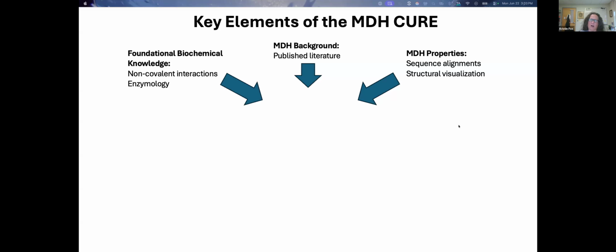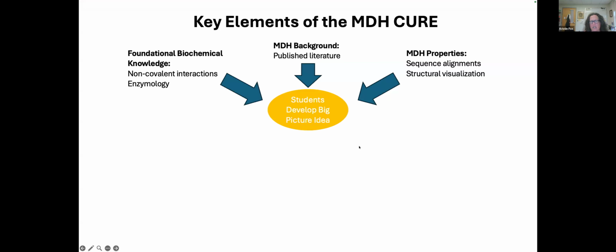We also have all the MDH background, like what Chris and Jess said, but even more. There's a lot more detail in the published literature, particularly in the essays in biochemistry articles that pull together a lot of the literature. And then there are properties of MDH itself. What about the sequences? What about the structures? Students need some familiarity with that in order to develop their big picture idea.